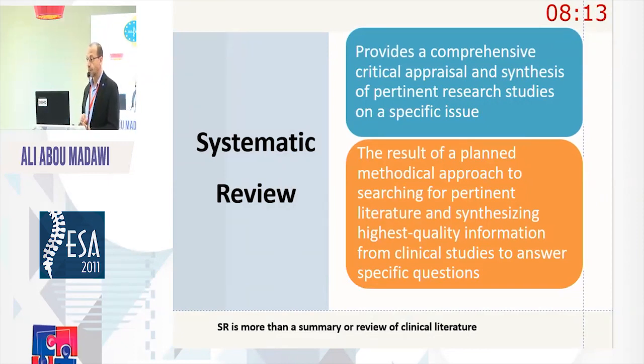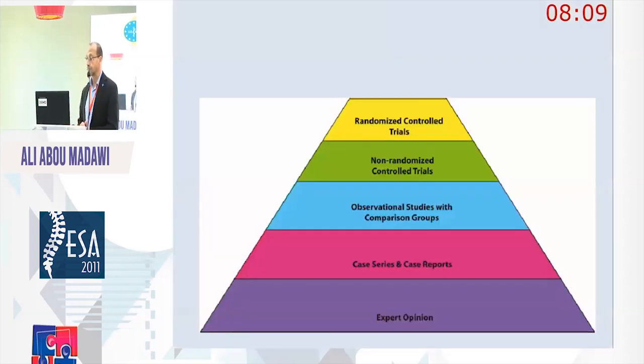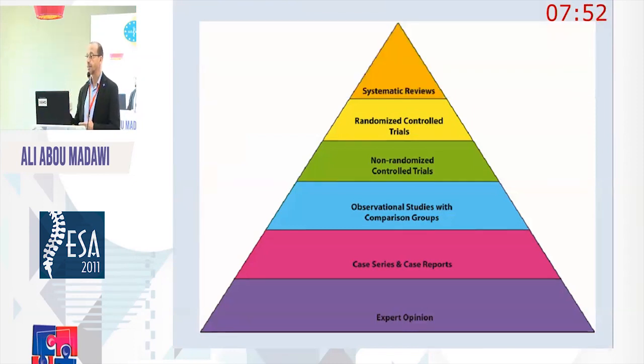In terms of level of evidence, we can see this is a pyramid of level of evidence. We can see that randomized control trials are at the top of these studies. On the top of these top studies is the systematic review. So systematic review comes on the top of the research pyramid as evidence-based medicine.